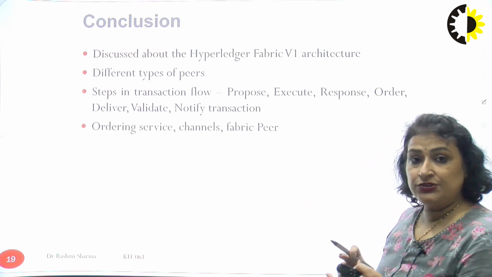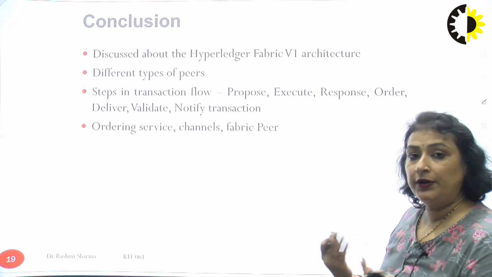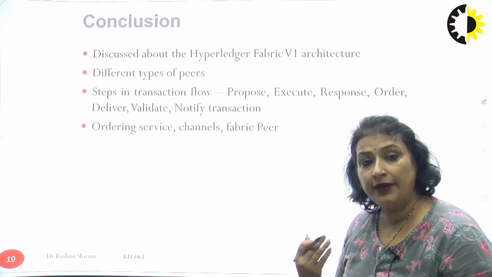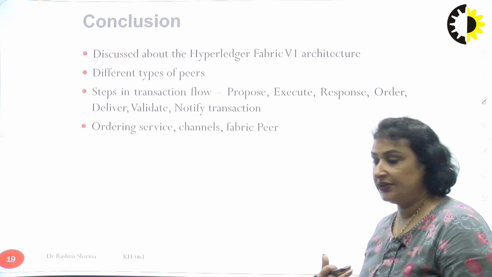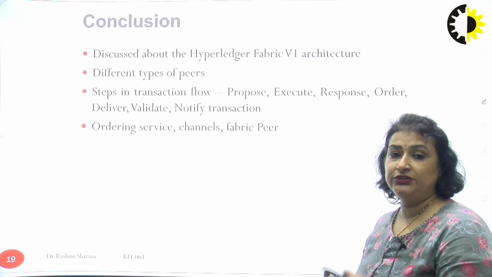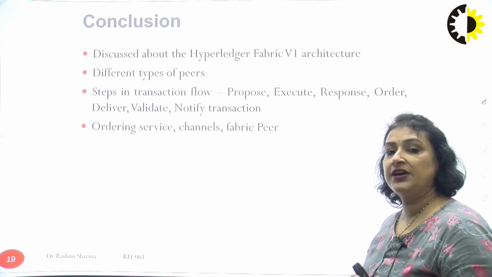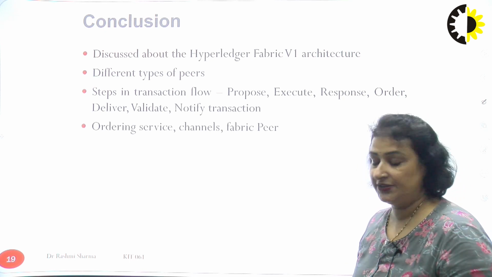The ordering services, Solo and Kafka, we have discussed. The channels: we can have a particular endorsement peer or committing peer with one or more channels or a single channel, and the Fabric peer which has a local MSP for all those particular credentials. A peer can be connected with multiple channels, and for each and every channel we can have multiple world states.